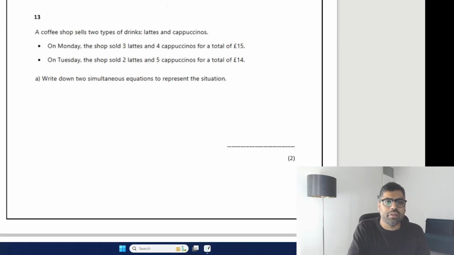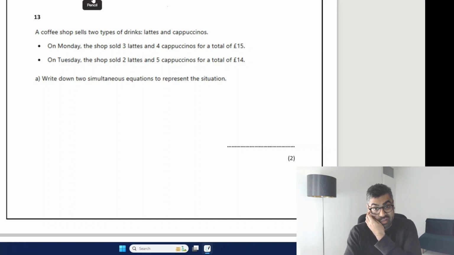Moving on to question 13. So we have a coffee shop which sells 2 types of drinks, lattes and cappuccinos. On Monday, the shop sold 3 lattes and 4 cappuccinos for a total of £15. Then on Tuesday, the shop sold 2 lattes and 5 cappuccinos for a total of £14. Write down 2 simultaneous equations to represent this situation. So it's pretty easy. As a question 13, we just need to write down the simultaneous equations. So, and that's for 2 marks. We don't even need to solve them at this point.